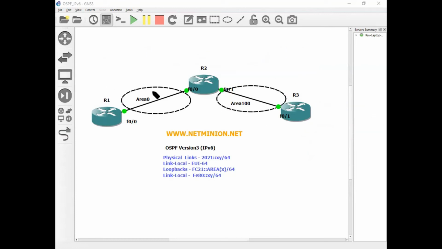And in my loopback case, I am not getting it derived through EUI-64. Instead, I need to configure it manually. That is how I am saying that this link local should be configured manually. So I hope it is clear.